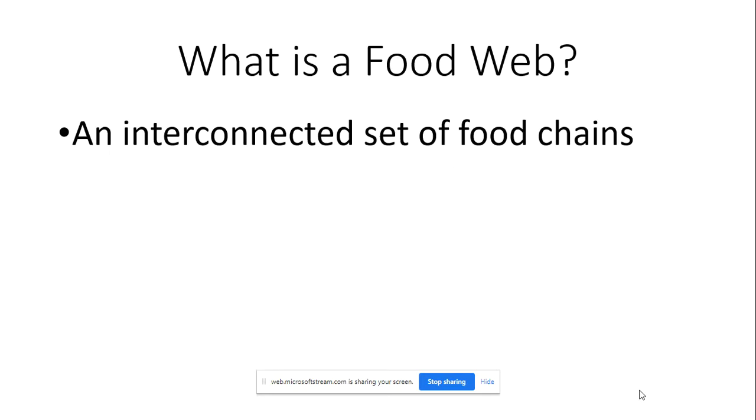So we first need to know what a food web is. It's interconnected sets of food chains. Like I just said, it is similar to a food chain. The only thing is there are interconnected sets of food chains, so you're going to have different sets of food chains involved in a food web.